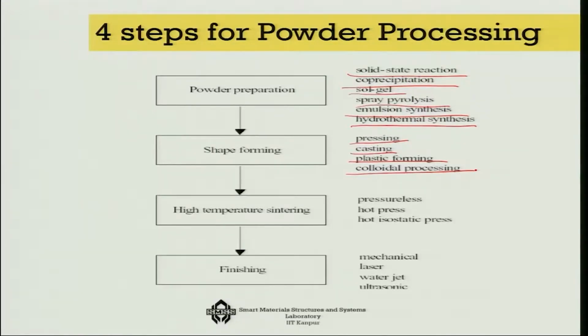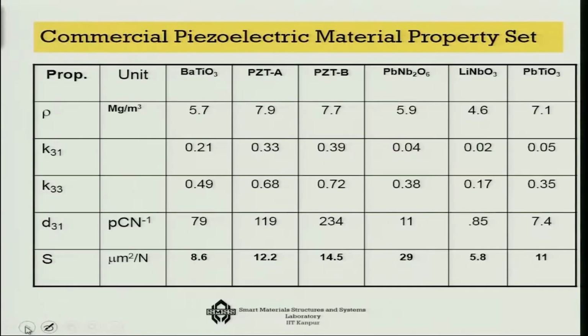High temperature sintering can be pressureless, can use a hot press, or can use a hot isostatic press. Finally, finishing is very important because it is a ceramic material. So this finishing could be mechanical, in which case you may not get a good finish. It can be laser, water jet or ultrasonic. Ultrasonic is one of the best finishes that you can get out of the system. So thus you can actually make a piezoelectric actuator.